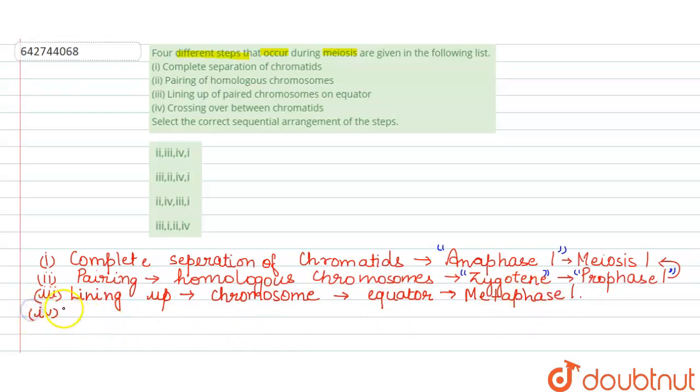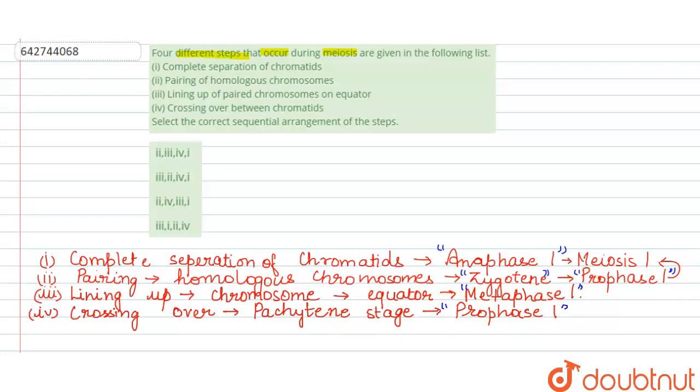Now the fourth one is the crossing over. Basically the crossing over forms the recombinant DNA, in which the exchange of genetic material occurs between the chromatids of the homologous chromosomes. So this crossing over occurs in the pachytene stage of prophase 1, and again all of these phases belong to the meiosis 1. Every step here belongs to this meiosis 1.